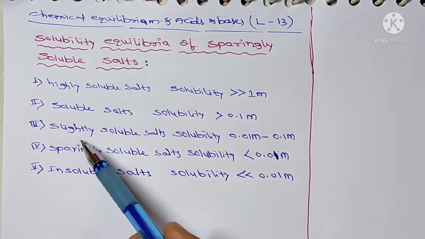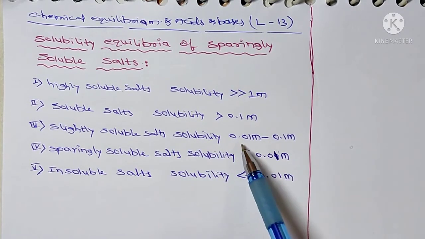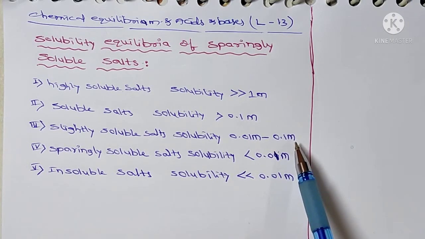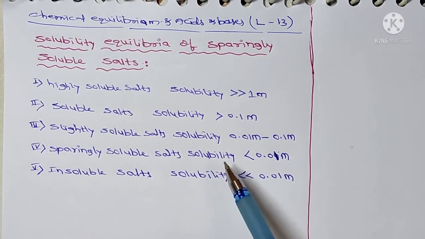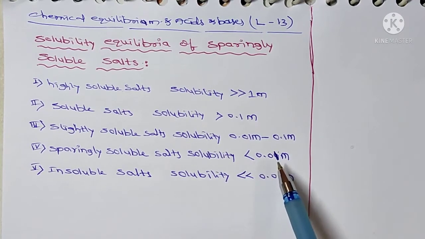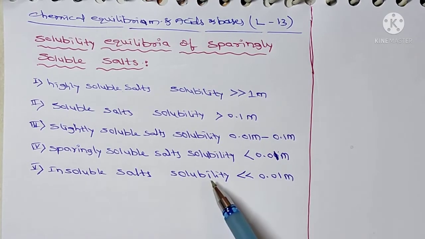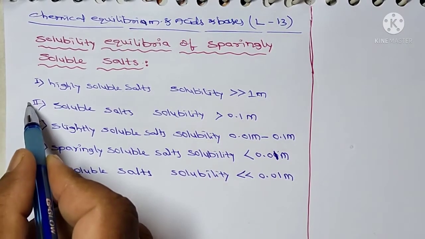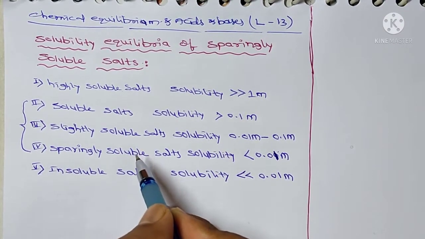And third one, slightly soluble salts. The solubility is between 0.01 moles per liter and 0.1 moles per liter. And the fourth one, sparingly soluble salts. The solubility is less than 0.01 moles per liter. And the last one, insoluble salts. The solubility is much less than 0.01 moles per liter. So here the second one, third one and fourth one, these three categories are important.